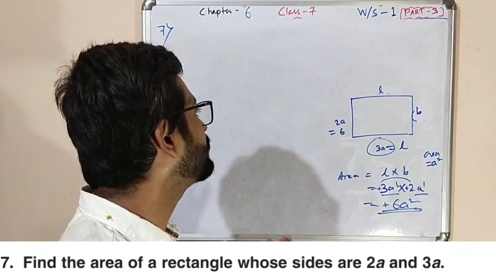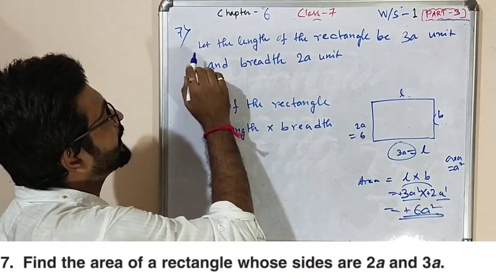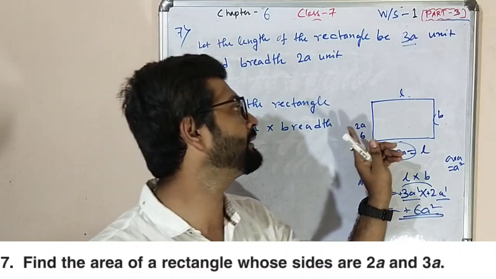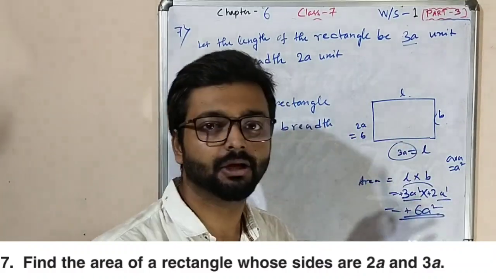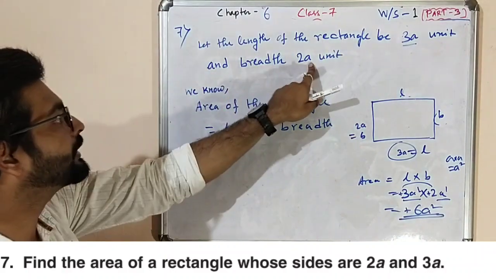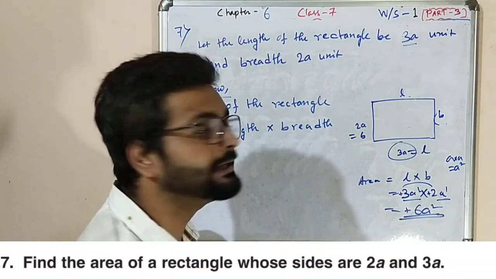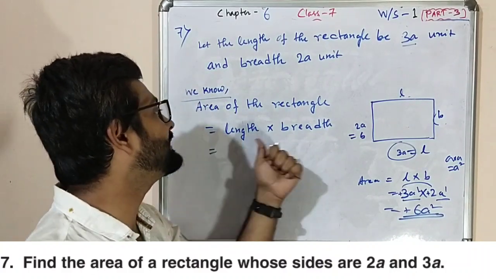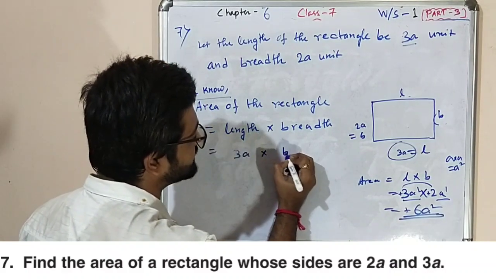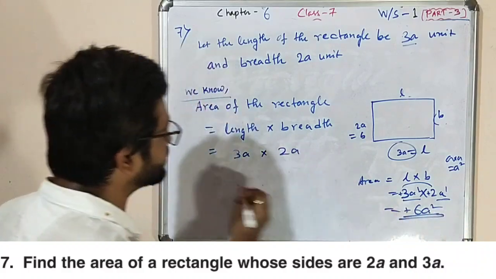Now we are going to see how to write the statement and how to solve the sum. I have to write: let the length of the rectangle be 3a, because they have told two sides are 2a and 3a. Nothing is mentioned, so the bigger one I have taken as length, and the smaller one as breadth. We all know the area of the rectangle is length into breadth. So length is 3a and breadth is 2a.